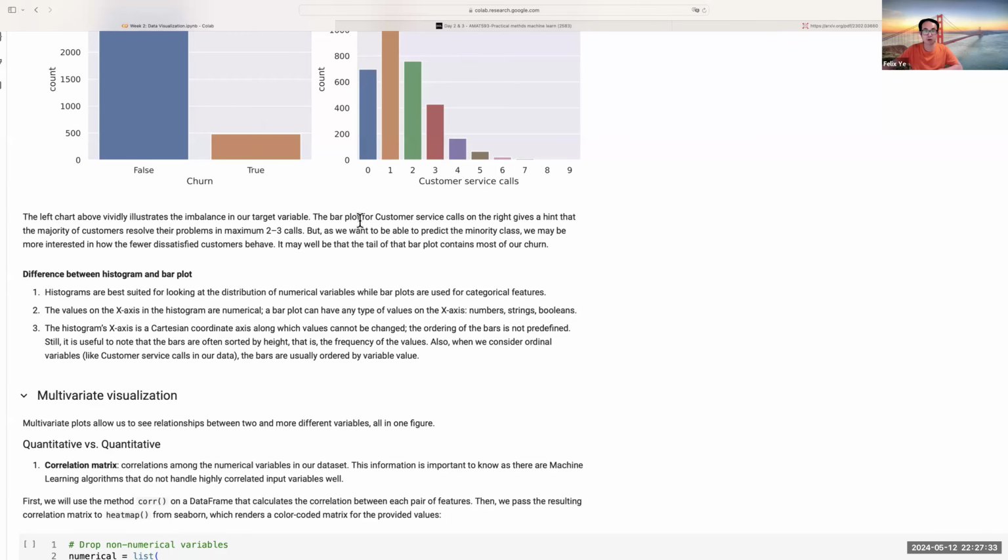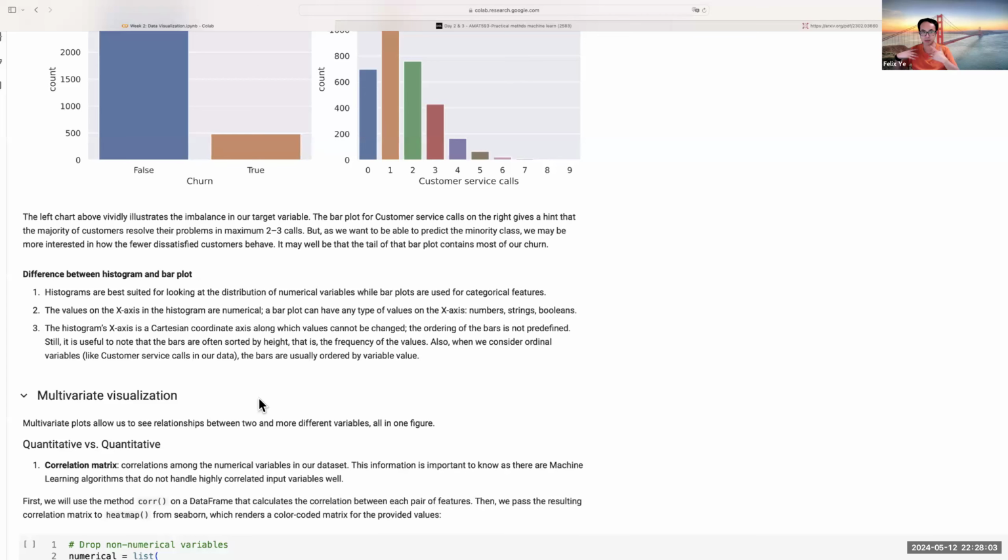But of course, for example, customer service calls are naturally ordered from 0 to 9. So this is an ordinal variable. The bar is usually ordered by the variable values. But you cannot think of this bar plot for customer service calls as a histogram, because this is actually not a histogram. This is just a plot of the frequencies.